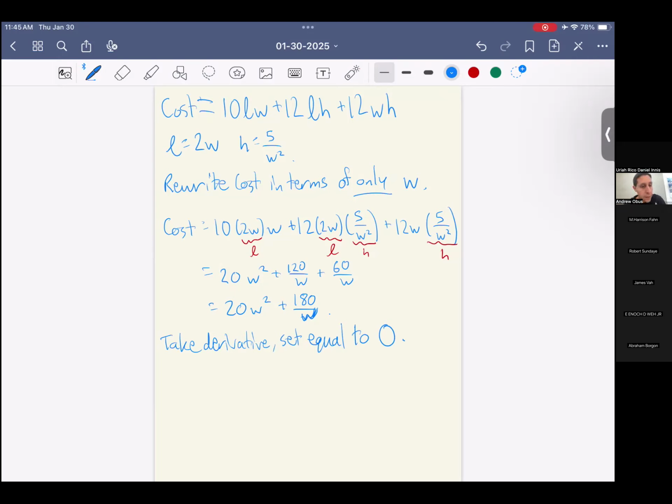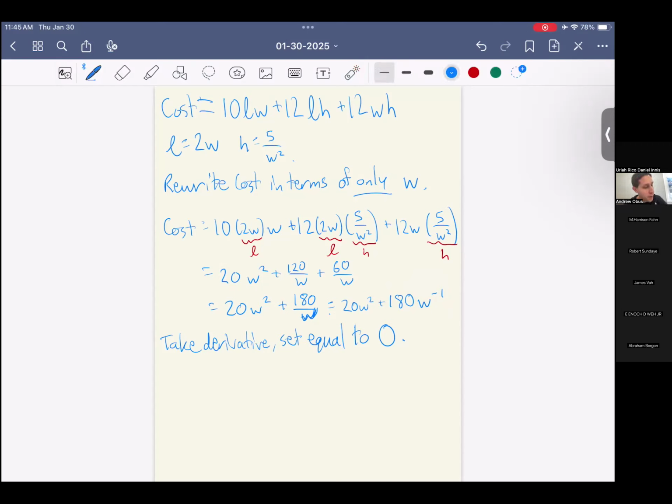Okay, great. So what happens when we take this derivative? Well, maybe I should just rewrite this. Another way to write this is 20W squared. Instead of 180 over W, I'll write it as 180 times W to the minus 1, just because this is easier for calculus, right? We want to do derivatives using the power rule. It's easier if we can write this as something involving the power rule.